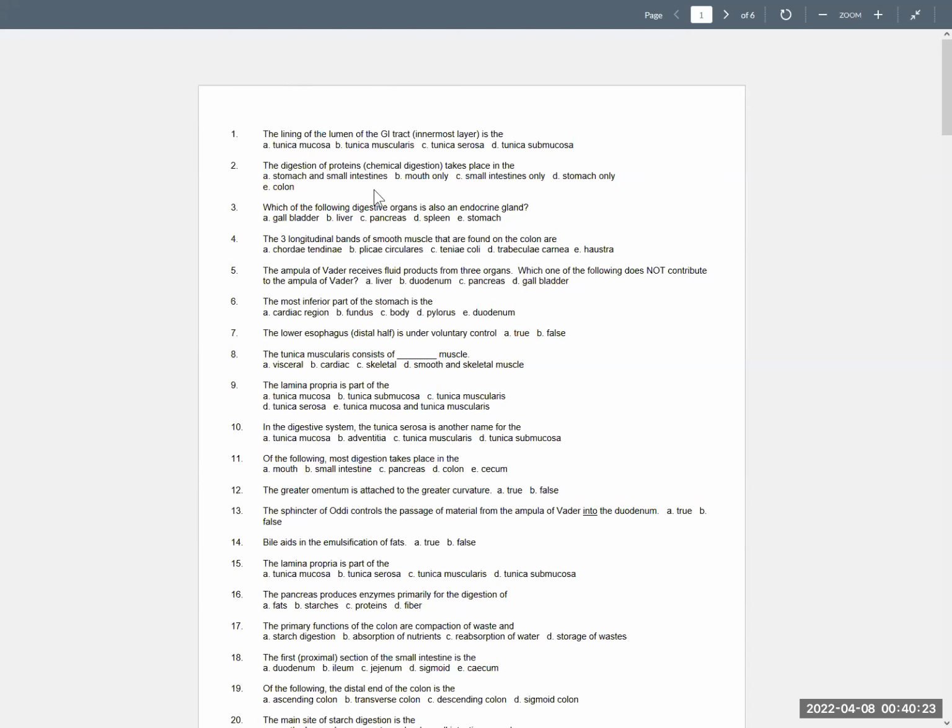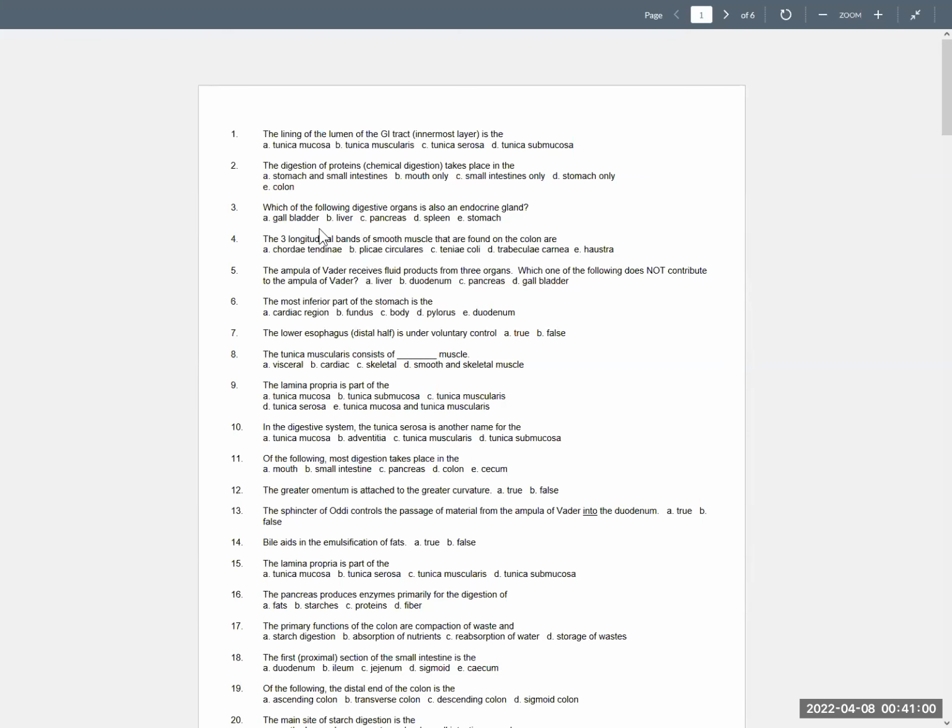The digestion of proteins, which is by chemical digestion. Where does it take place? Stomach and small intestines. Both. The stomach and small intestine is correct. Okay. The digestion of proteins takes place in both. No digestion of proteins in the mouth. Small intestine only has to be the wrong answer. Stomach only has to be the wrong answer. And there's no digestion whatsoever of any type in the colon. Okay.